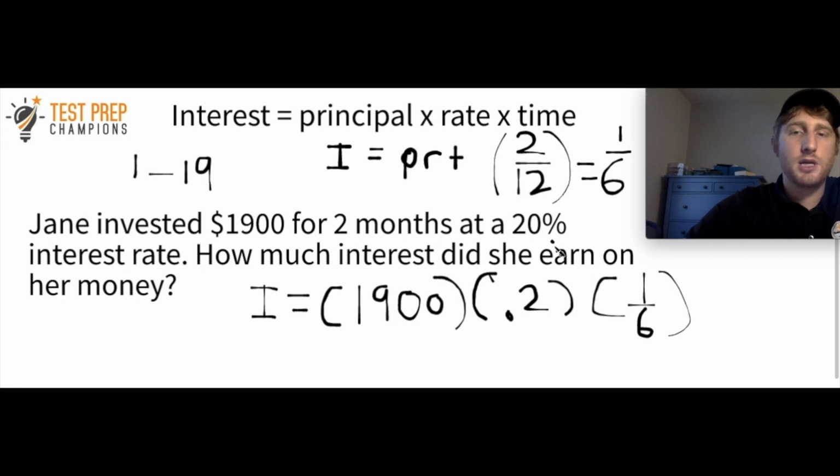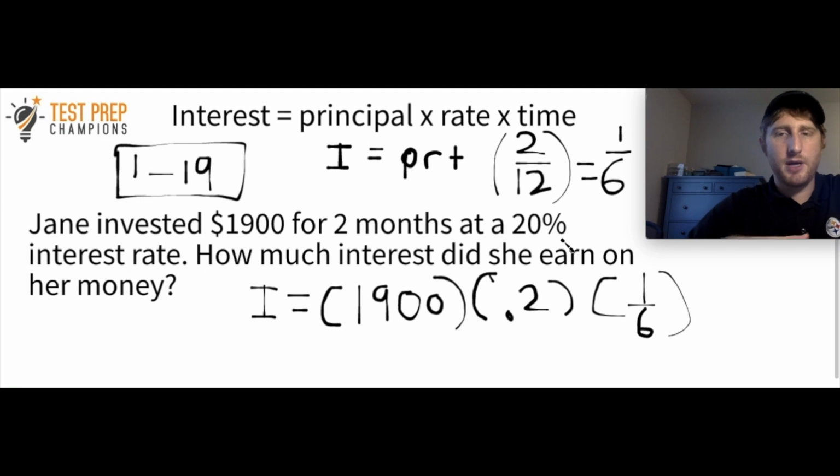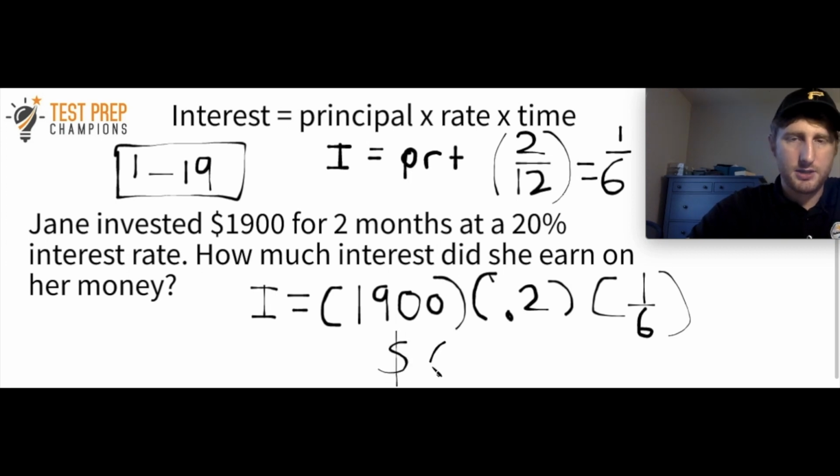So for 20%, it's just 0.2, and it is fair game for them to give you a number like 20%, so you would have to know that that's 0.2. But by my own guesstimation, you're more likely going to get something between 1 and 19 for the rate, but it just depends on how you roll the dice, I guess, or how they roll the dice, I should say. So 1900 times 0.2 times 1 over 6 is 63.33, so this time, Jane is going to get 63.33.